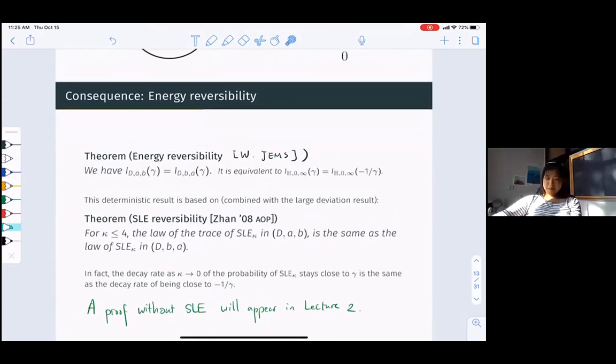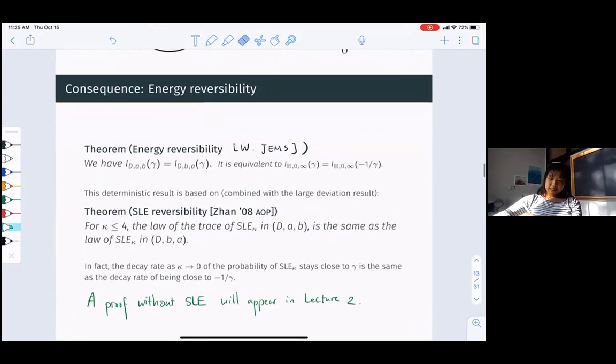which was also derived by Miller and Sheffield with different methods, I'm stating the result from Chen: when kappa is less than 4, the trace of SLE kappa in D from A to B is the same as the trace of SLE kappa in the reverse setup. Here the trace means that you just consider the points visited by SLE, forgetting about the time parameterization.